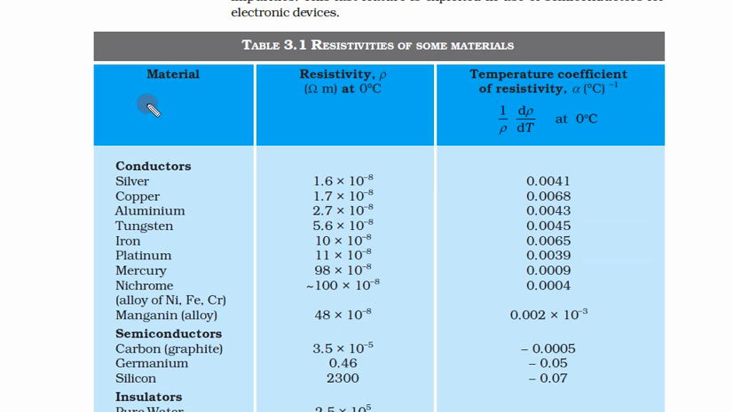Now let us see what the materials are. The unit of resistivity rho is ohm meter, and this resistivity is at 0 degree Celsius, because resistivity is not only a material property but also a function of temperature. So whenever we measure resistivity, we specify the temperature, like 0 degree Celsius or 25 degree Celsius.